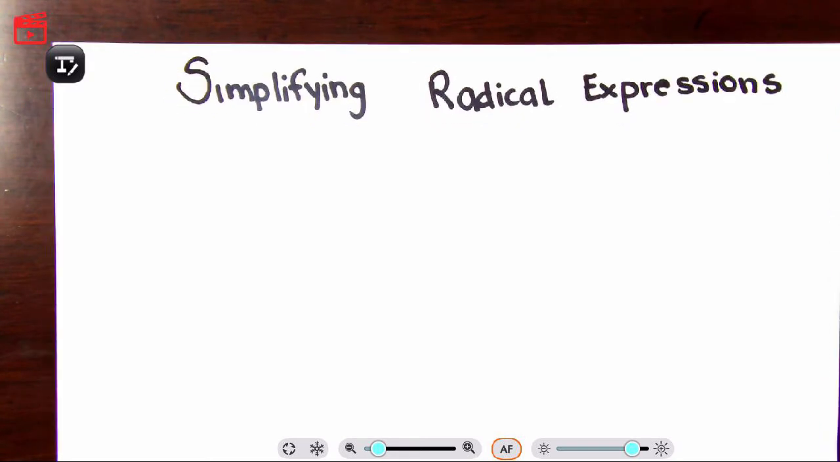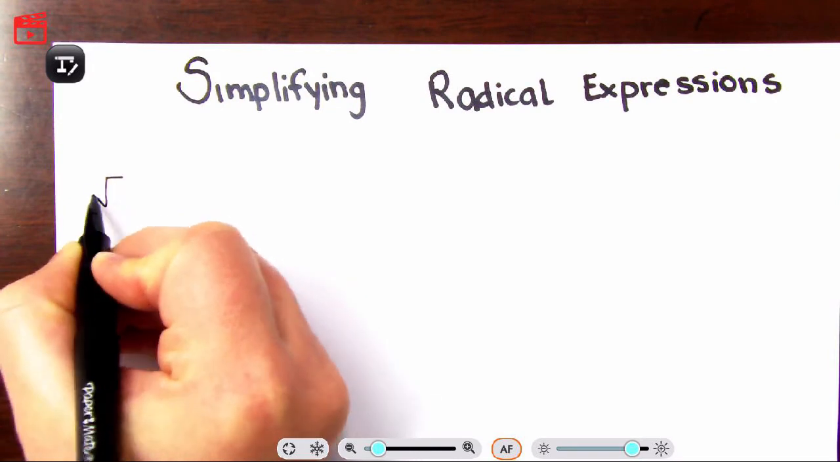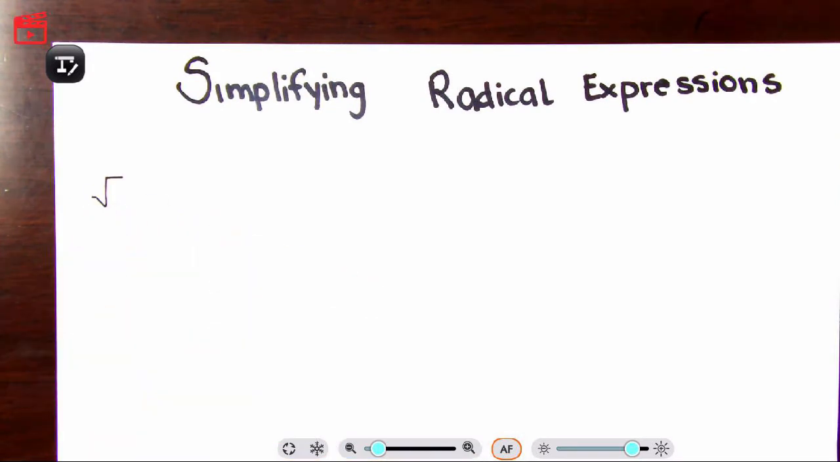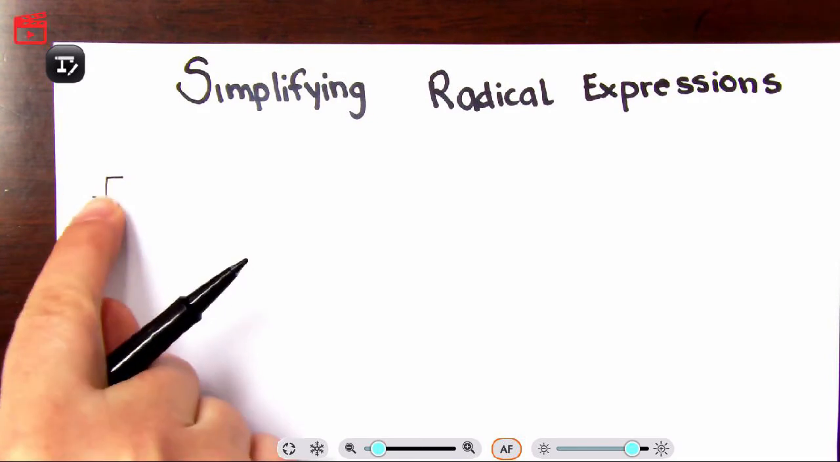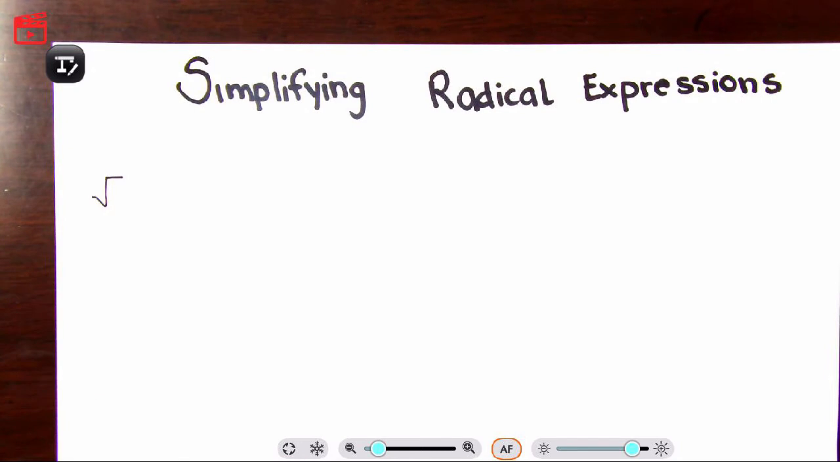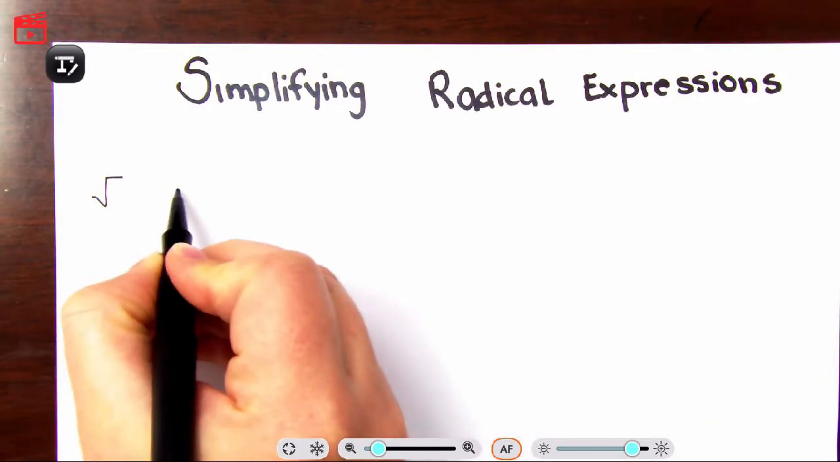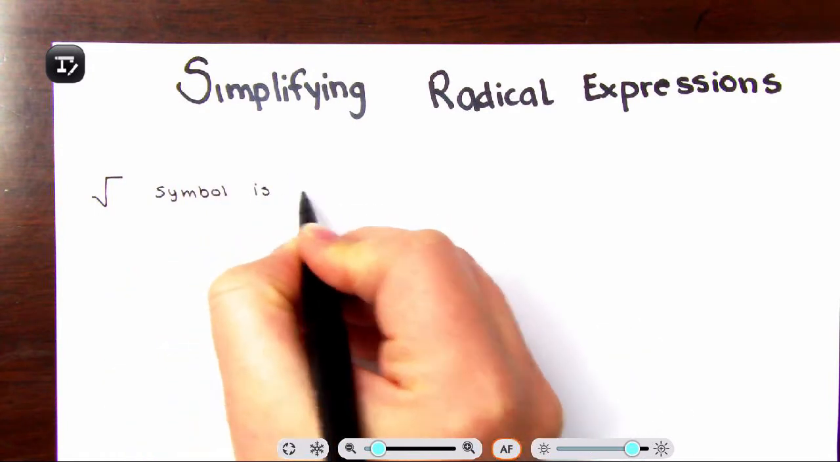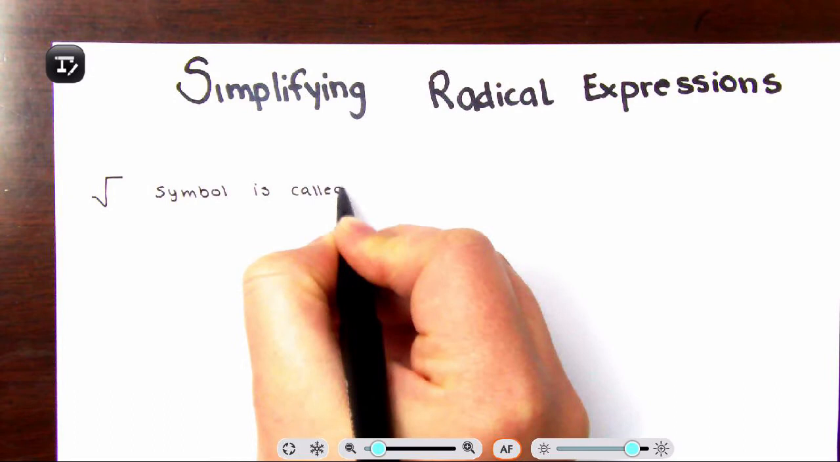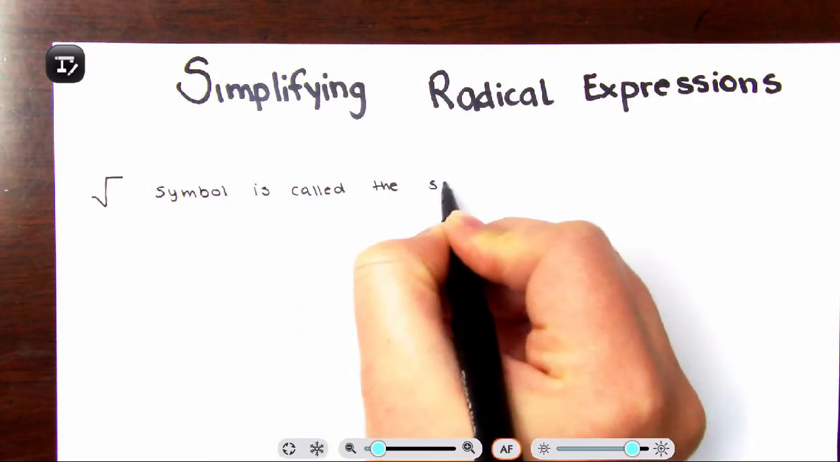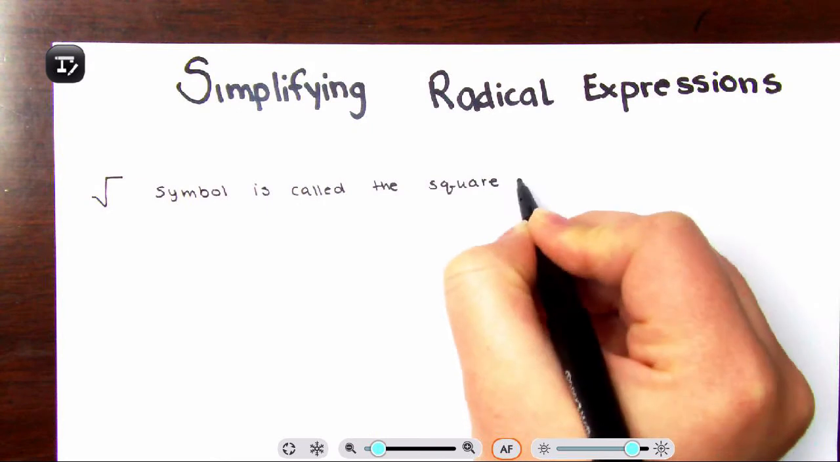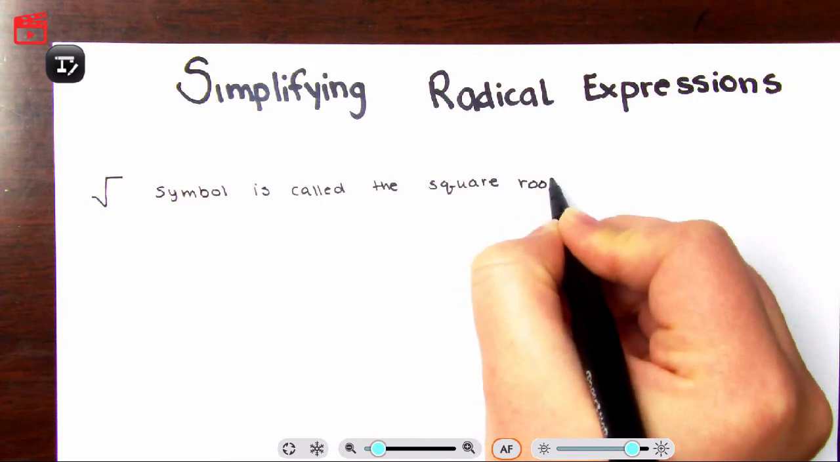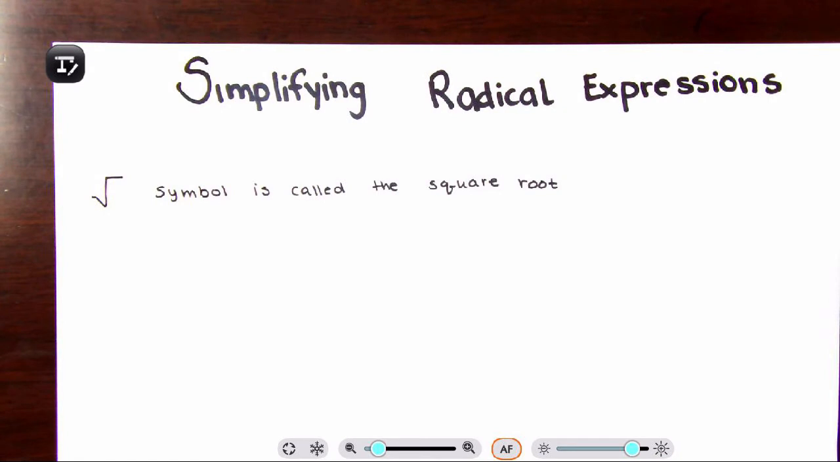All right, let's start with radicals. So this symbol right here, we're used to knowing that as a square root. Now, the reason we say square root is because there's a hidden 2 here. However, that root or that index can be anything you want it to be. So this symbol is called the square root. And again, we can do square root, cube root, fourth root, fifth root, whatever we want it to be.